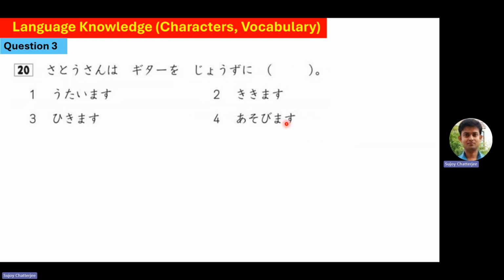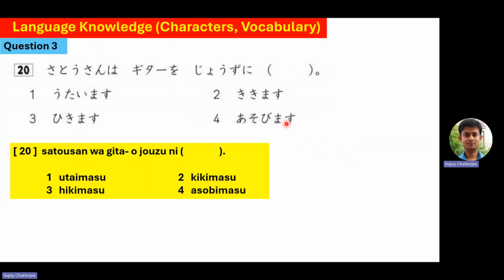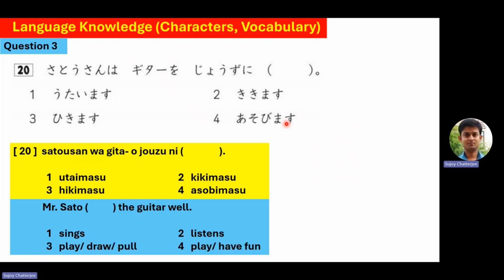Next question is Sato-san wa gita o jouzu ni dash. So this is a tough one, a tricky one, because the options are very very confusing. First one is utaimasu. Utaimasu means to sing. Kikimasu means to listen. Hikimasu means to play, or to draw or to pull something. And asobimasu means to play, or it's more like to have fun.